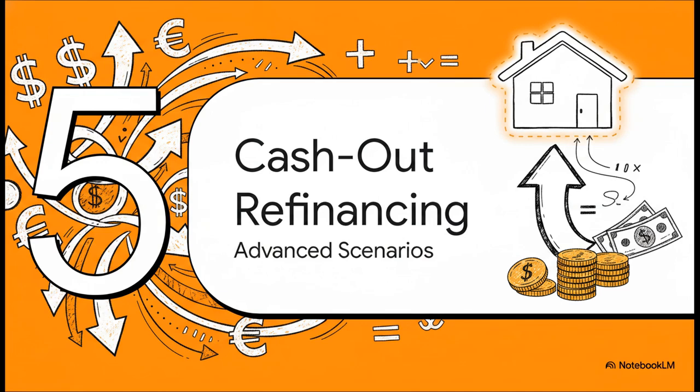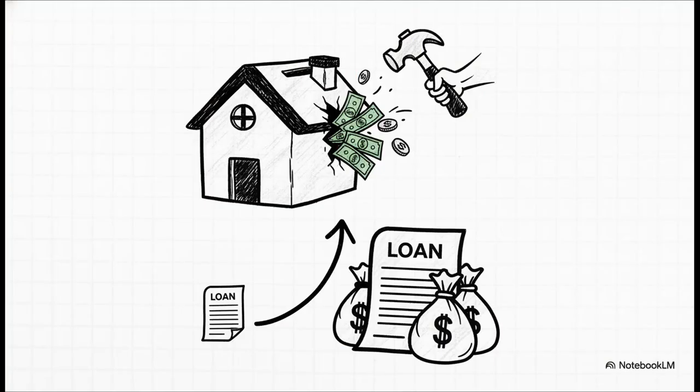Okay, moving right along to Section 5, Advanced, Cash Out Refinancing. Now, a cash-out refinance is a bit of a different beast. It allows you to borrow against the equity you've built up in your home, converting it into cash. But mathematically speaking, this alters absolutely everything. Let's say you turn a $200,000 mortgage into a $250,000 mortgage just to pull some cash out for renovations.